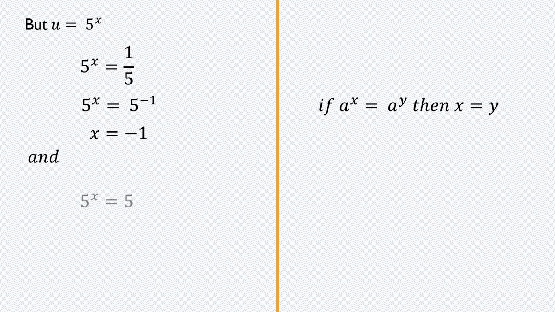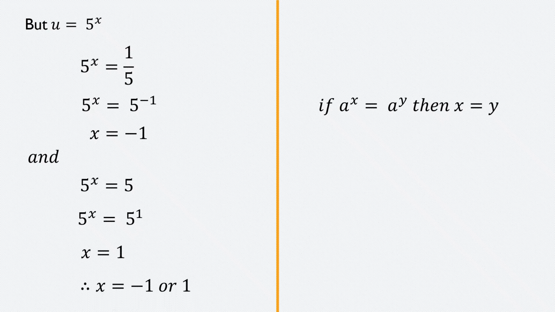And now we have 5 to the power x equals 5, which is the same as 5 to the power 1. So 5 to the power x equals 5 exponent 1. Once again, we can equate the powers because the bases are the same. So the solutions are x equals negative 1 or x equals 1.